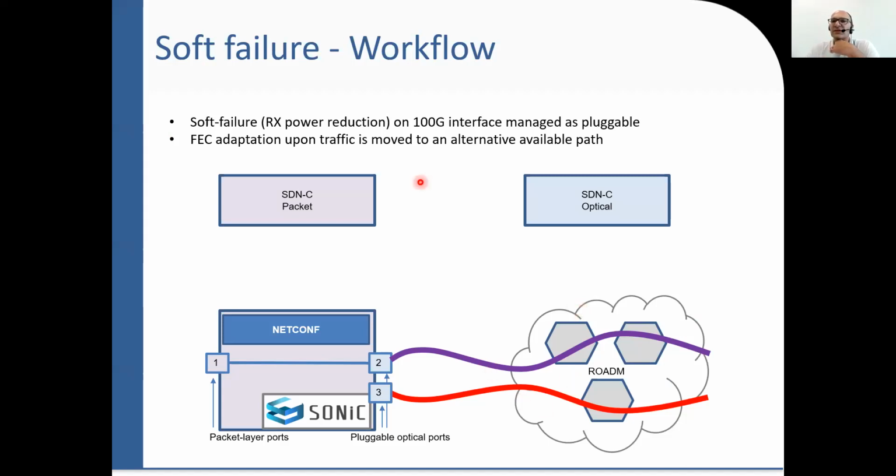However, as soon as we started considering some workflows, we noticed that the coordination is not that easy. So for example, suppose a soft failure here. Consider that we have a light path installed between this packet optical box, passing through an optical network, and is using port 2. And then here there is some degradation, some problem in the network. Maybe something that is not a hard failure, something soft that induces a minor degradation. So the minor degradation is detected, and now both controllers need to be notified.